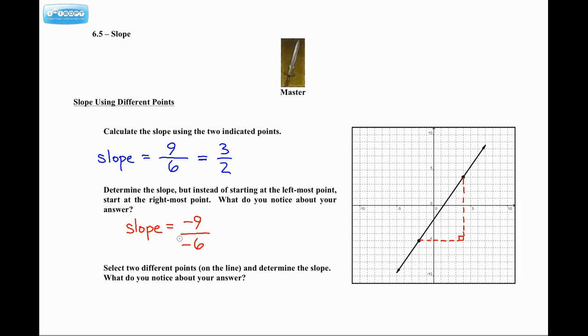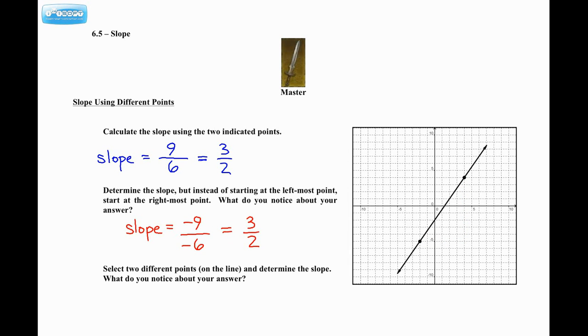Well, you should know that a negative divided by a negative is positive anyway. And this still reduces the same way. So lo and behold, we actually get the exact same answer. So it really doesn't matter which point you start at. By convention, we typically like to start at the leftmost point just because for some people it's easier, but as long as you're consistent, it actually doesn't make a difference because a negative over a negative is a positive anyway. So as long as you're consistent, do whatever works best for you.